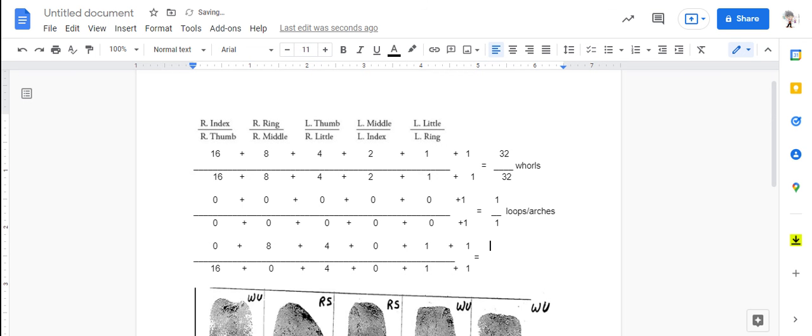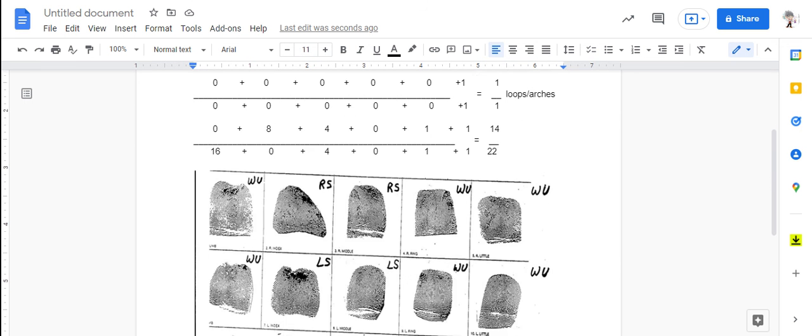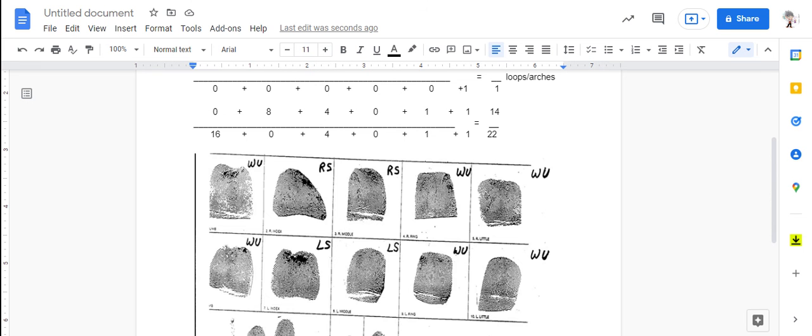So the numerator at the top here, we have 8 and 4 is 12 plus 2 is 14. And then the denominator is 16 and 4 is 20 plus 2 is 22. So our primary classification is 14 over 22 for this example.